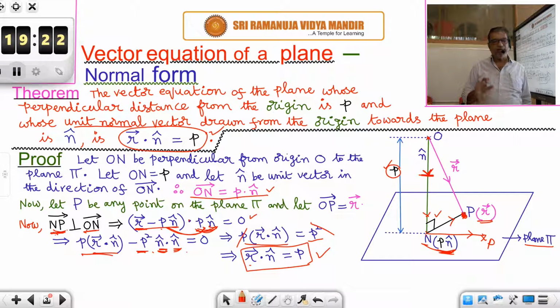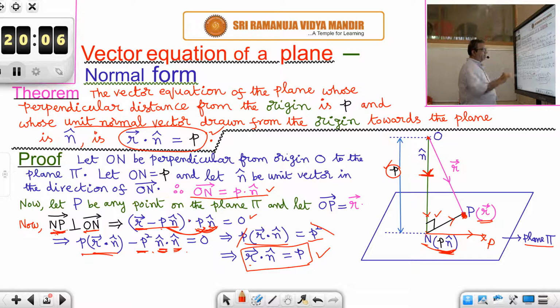R bar is the position vector of any general point in the plane. What is n cap? It is a unit vector in which direction? It is a unit vector in the direction of perpendicular from the origin towards the plane, not towards the origin, away from the origin towards the plane, perpendicular direction. In that direction, unit vector is n cap. And what is P? P is exactly the perpendicular distance from the origin to the plane. Please remember this.